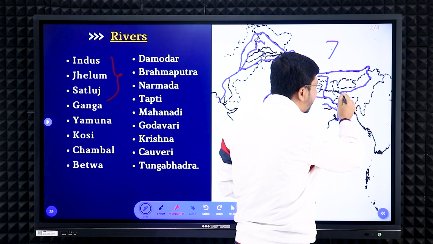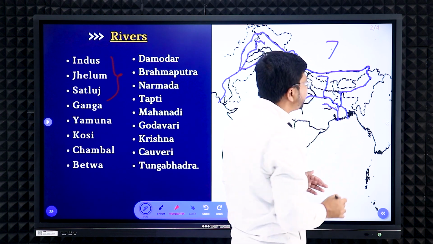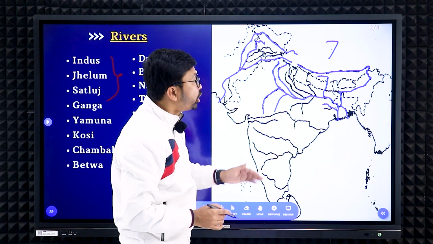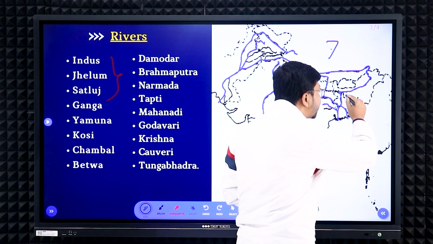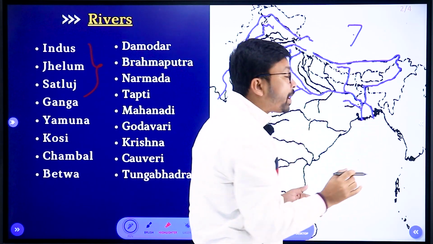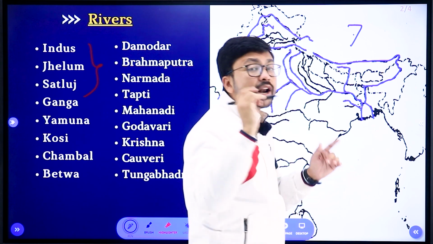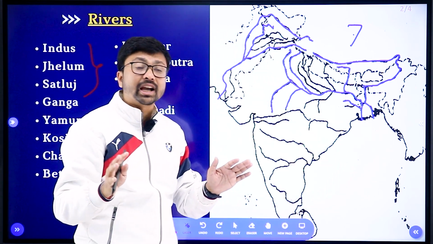And then it enters Bangladesh, but you need to mark through Bangladesh until it joins the Bay of Bengal. You need to mark all those things, but you need to name it Brahmaputra only on the Indian part. You need to mark from river source to river mouth, but naming should be there on the Indian part, right? So those are the North Indian rivers basically.